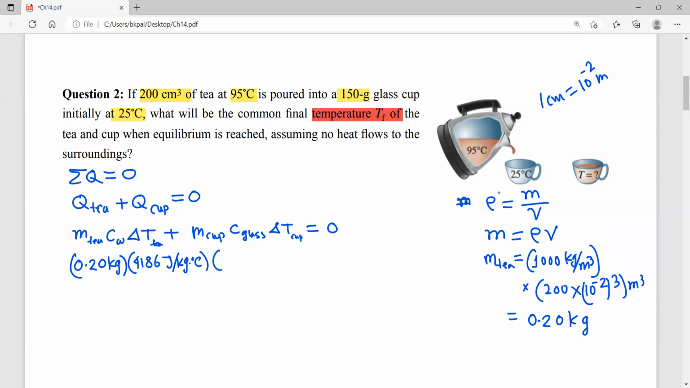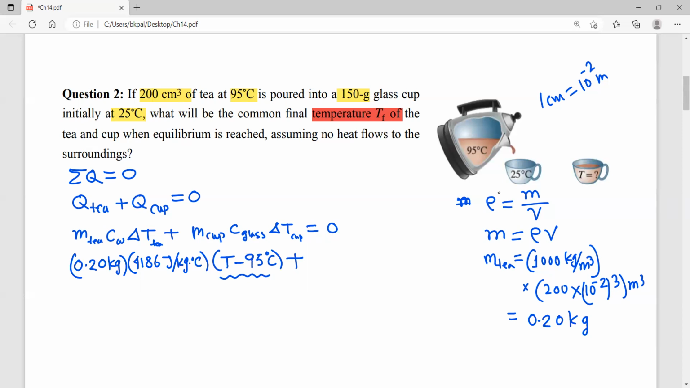Delta T for T. So final temperature for T we don't know, so that we have to calculate. Initial temperature for the T is 95 degrees Celsius. So you see that the change in temperature for the T is different than the change in temperature for the cup.